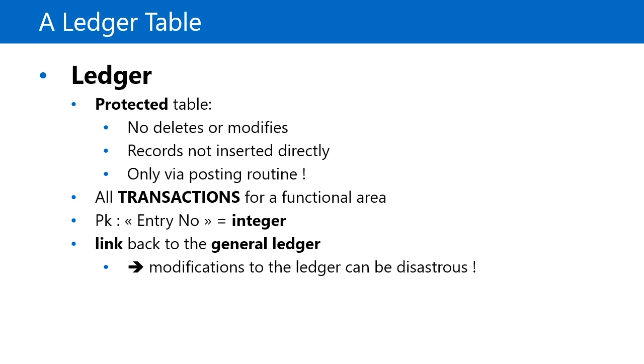So for example, for customers, we have the customer ledger entry. For items, we have item ledger entry, and so on. The primary key is called entry number. It's always an integer. And there is also a link back from a ledger entry to the general ledger entry table. And if we allow users to modify or to manually insert ledger entries, then there is no link back to the general ledger.